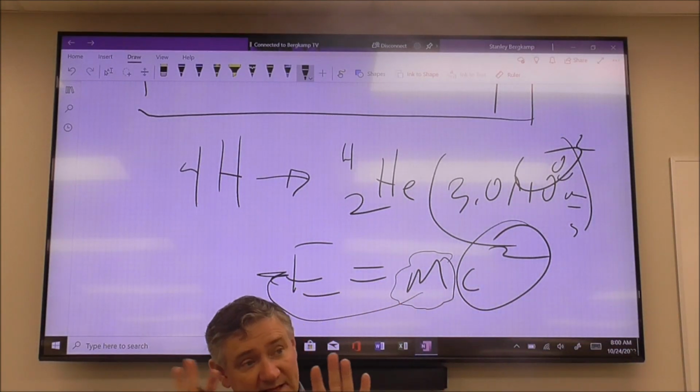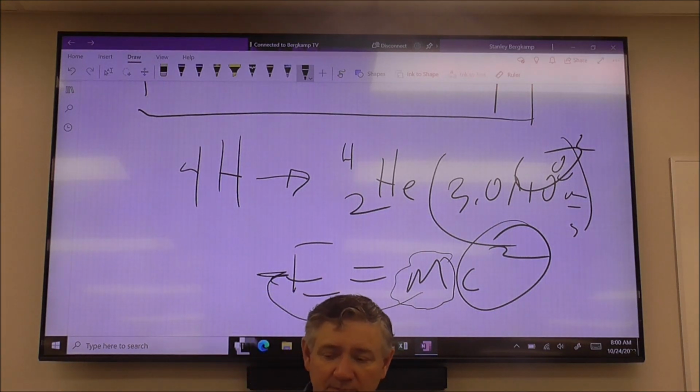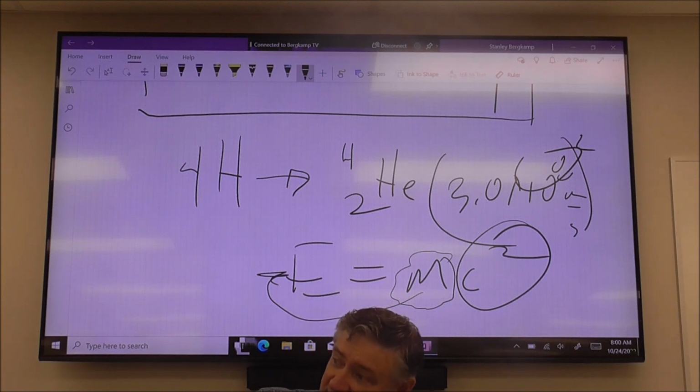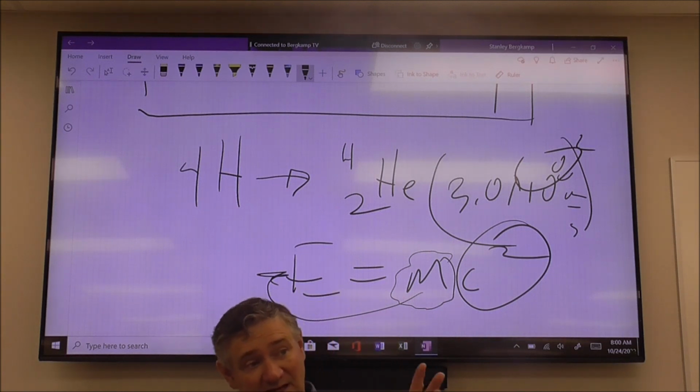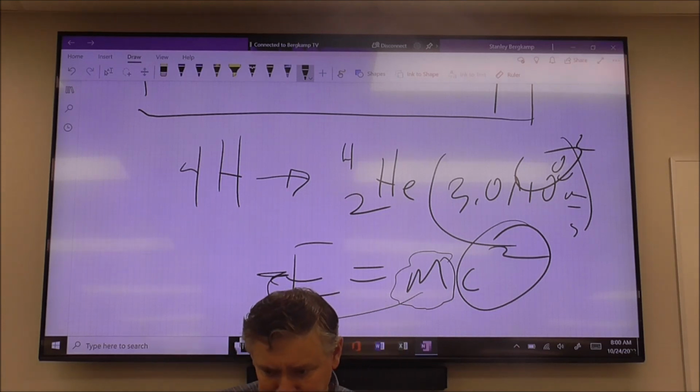So, but right now it's theoretical. They're working on it, but haven't quite been able to pull it off, because right now we have to put more energy into the process than we get out. So it's like an energy negative situation right now, but they're working on it.